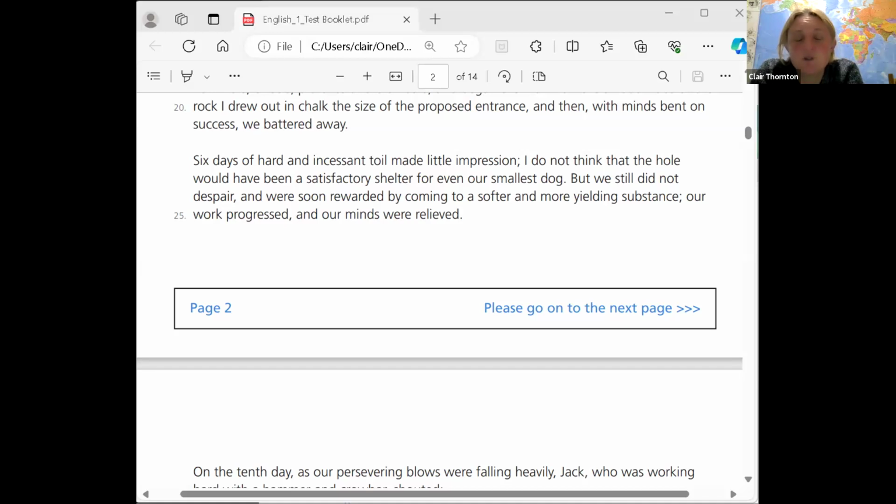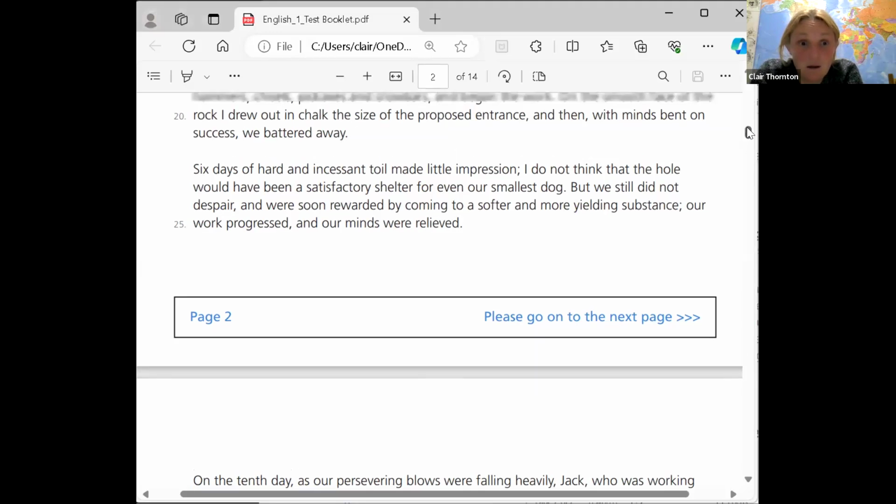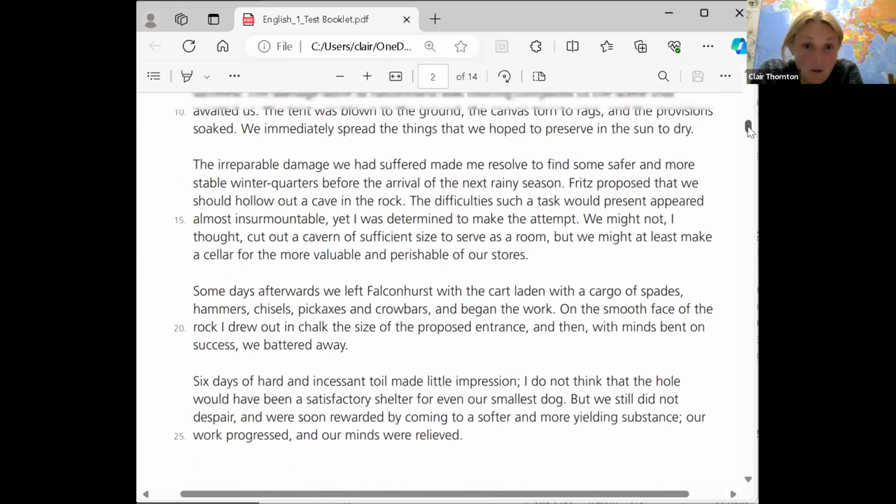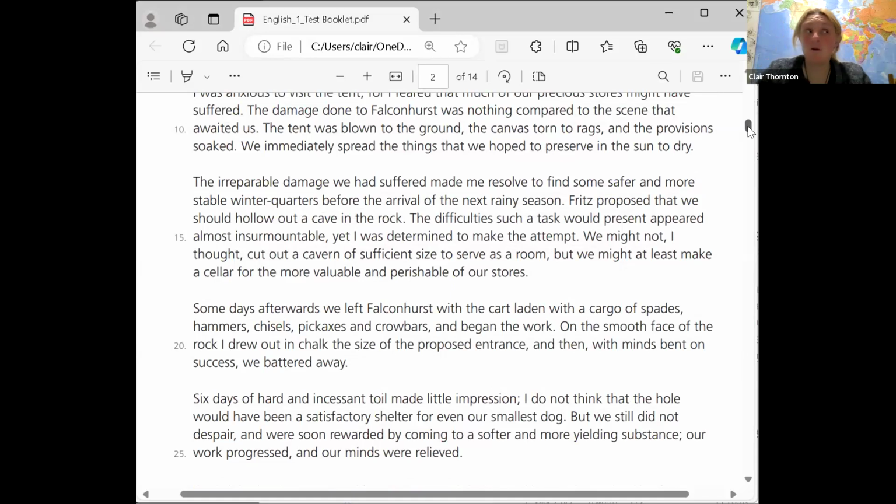Now, please don't just look at this. Look at the actual words in the line, as I promise you it will help you. You might know what irreparable means, but words can sometimes have different meanings according to the context that they're in. So if we look, the irreparable damage we had suffered made me resolve to find some safer and more stable winter quarters. So if we look at the question, the father considered the damage inflicted on their property irreparable. What does this word suggest he thought about the damage?